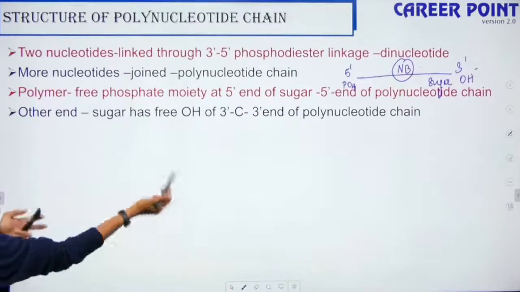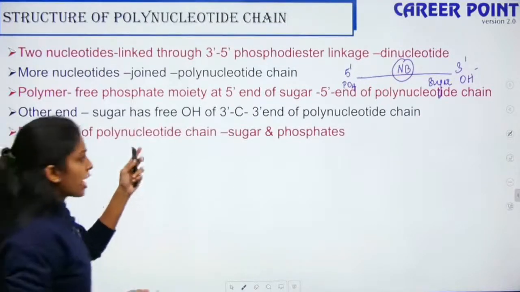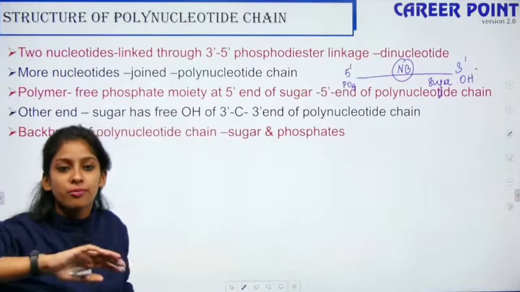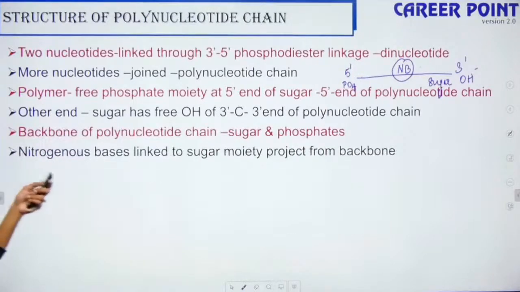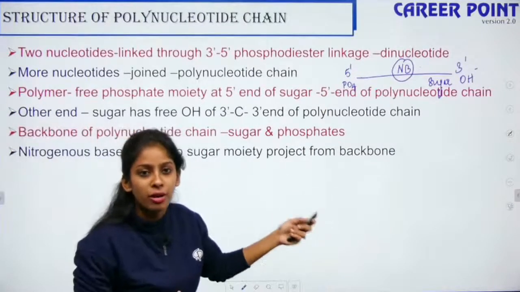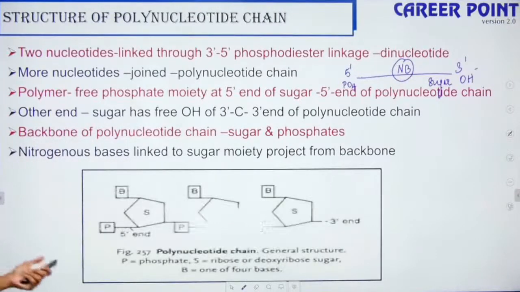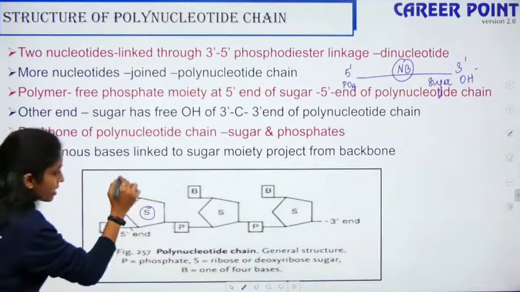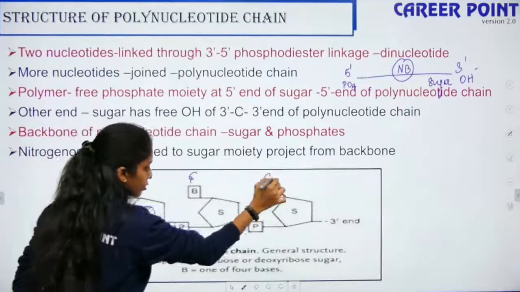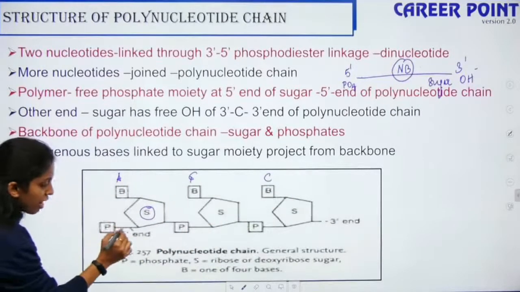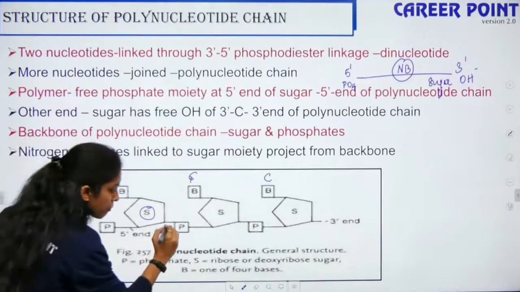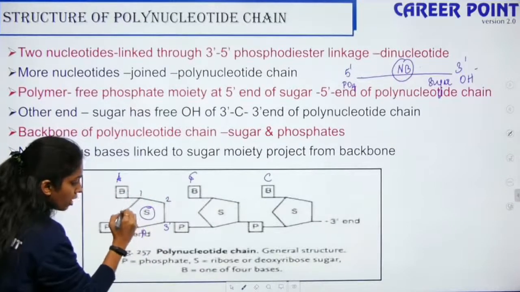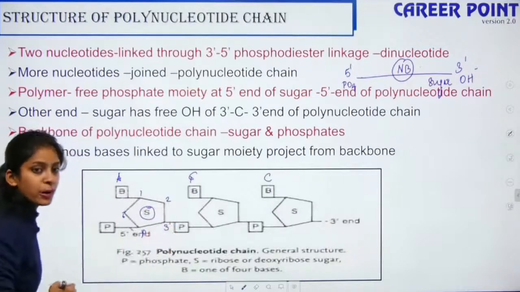Fine. So, backbone of the polynucleotide chain. The backbone is formed by phosphate and sugar, and the nitrogenous bases project from the outside. The nitrogenous bases are linked to the sugar moiety and project from the backbone. It's like this: I have my sugar, which is deoxyribose sugar. Then I have a nitrogenous base, which can be adenine, guanine or cytosine, and my phosphate group is here. My 5' is owned by my phosphate and my 3' is the third carbon of my sugar. First carbon, second, third, 4, 5. So this is a 5-carbon sugar.